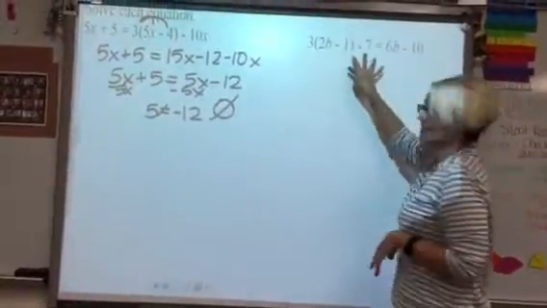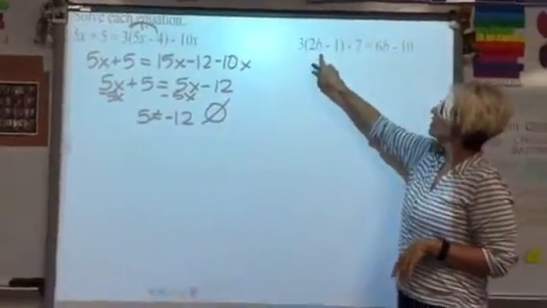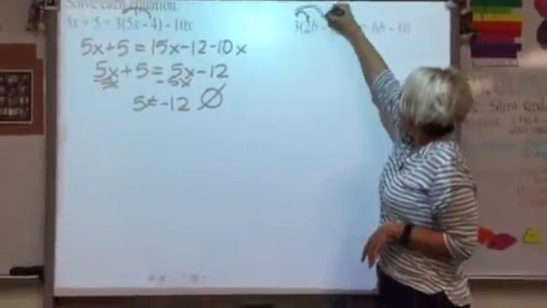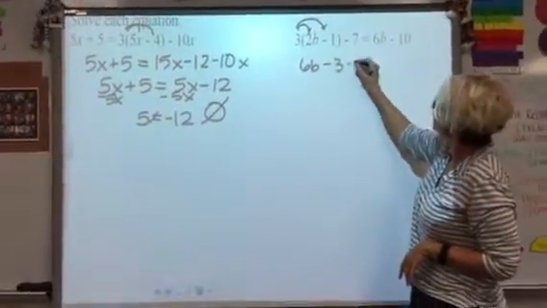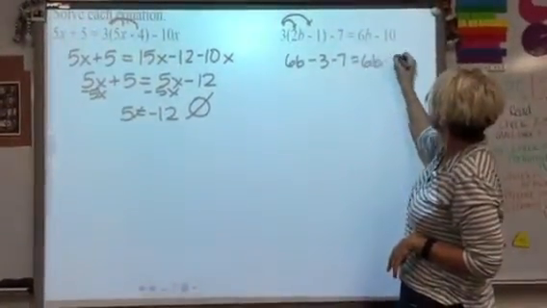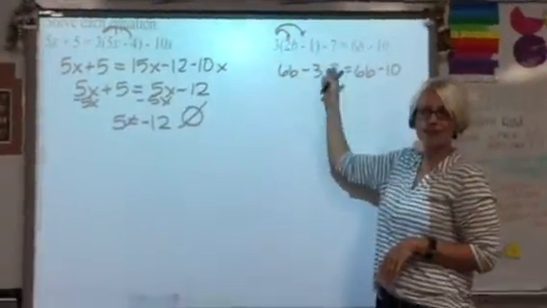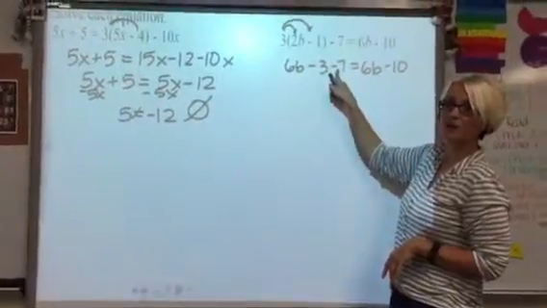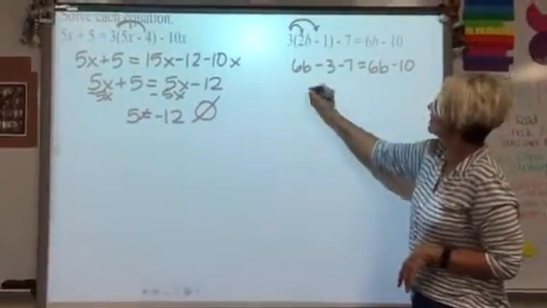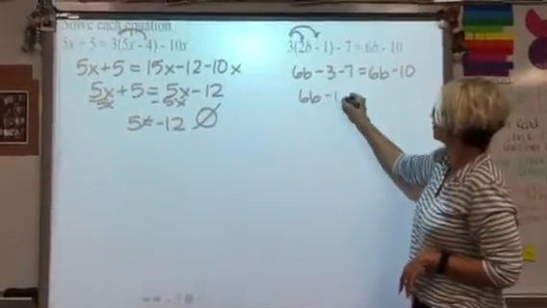Moving on here. Is this boat packed? No, there's parentheses, so I distribute. So 3 times 2b is 6b minus 3 minus 7 is equal to 6b minus 10. Is this boat packed now? No. What I have to do is get these together because they're both numbers. So if I have minus 3 minus 7, that's really minus 10.